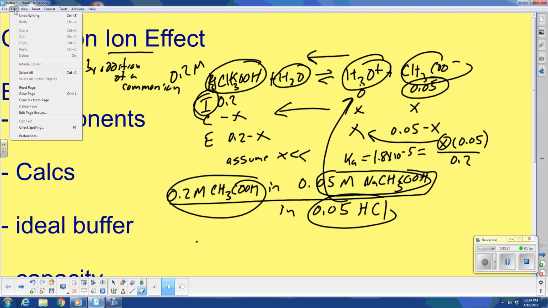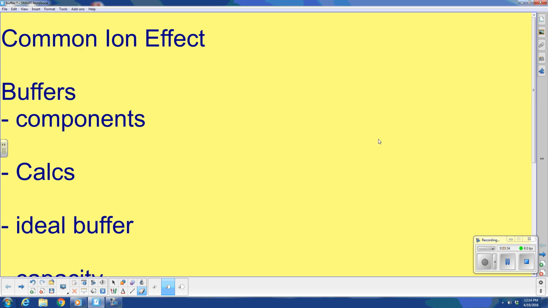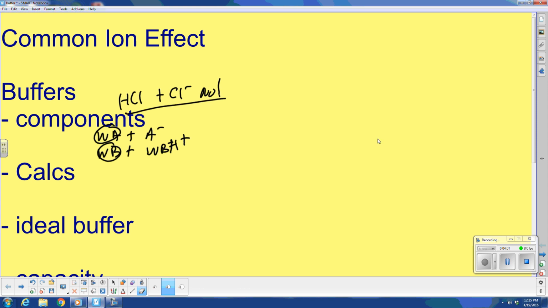Now let's talk specifically about buffers. All right. Buffers. What is a buffer? A buffer is a weak acid plus its conjugate, or a weak base plus its conjugate. It has to be a weak acid or a weak base, so that throws out anything like HCl plus Cl minus. No, that is not a buffer. But HCN plus sodium cyanide, for instance, or ammonium chloride plus ammonia, those are all buffer solutions.